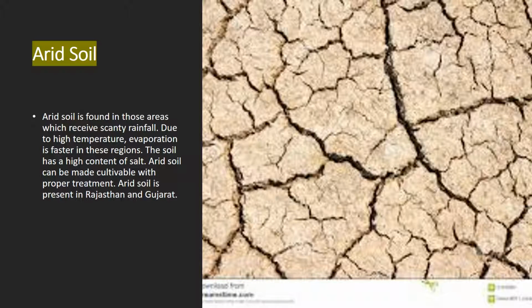Arid soil is found in those areas which receive scanty rainfall. Due to high temperature, evaporation is faster in these regions. The soil has a high content of salt. Arid soil can be made cultivable with proper treatment. Arid soil is present in Rajasthan and Gujarat.